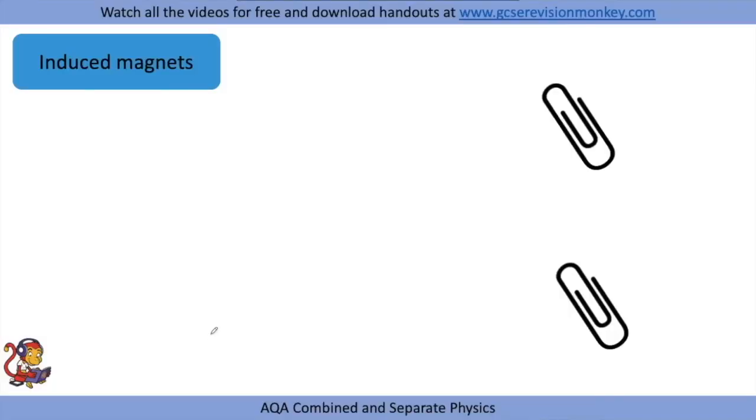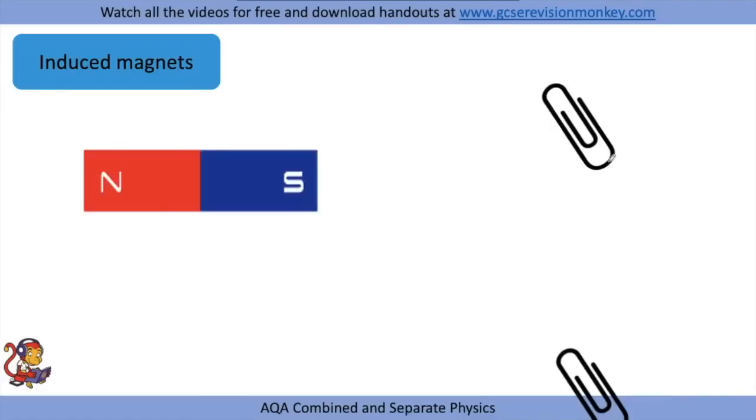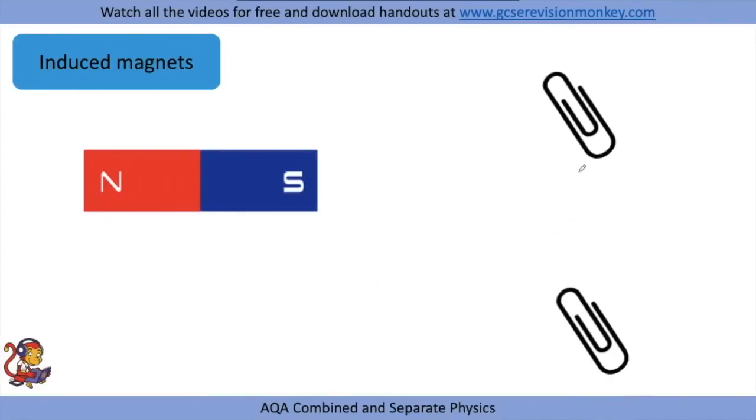Let's look at induced magnets. If we were to bring 2 paper clips together, they would not attract each other, and it would fall down again. However, because most paper clips are made out of a magnetic material, a lot of them are made with iron in them, if we were to place this inside the magnetic field of a permanent bar magnet, so here's our bar magnet, if we bring our paperclip close to that, so it is within its magnetic field, then it will become temporarily magnetic, and it will then be able to attract the paperclip.